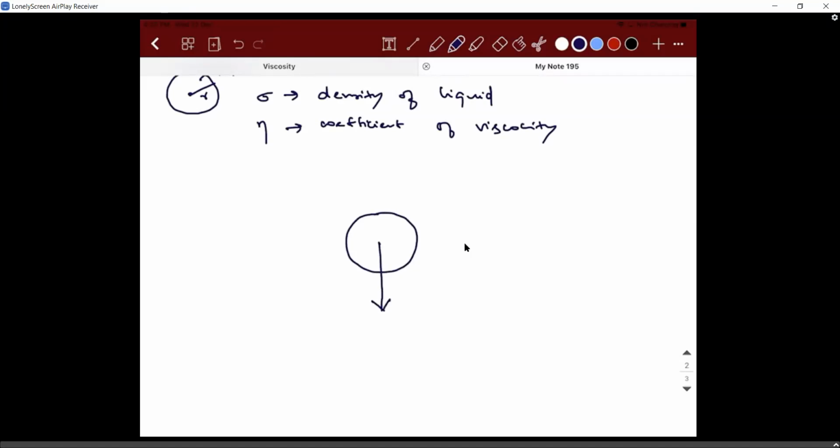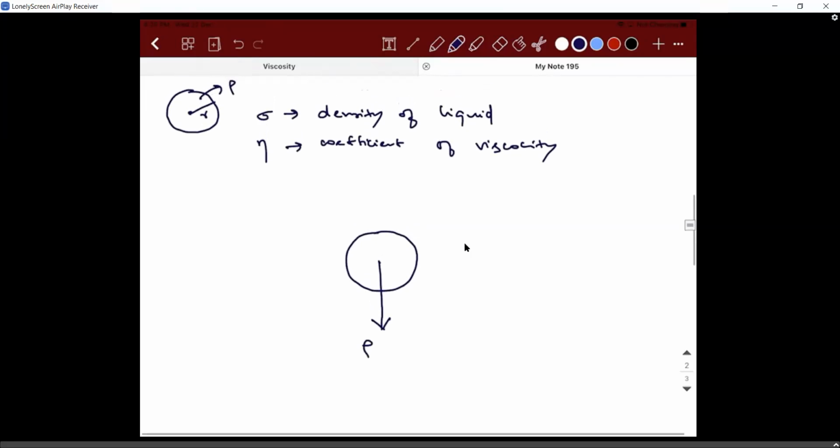Tell me how the free body diagram is going to look. One is the weight of the object, which will act in the downward direction. So what is the weight? Density of the solid into volume of the solid into g, that is mass into acceleration, mg. Right. So what will be the tangential force that will be acting? It will be 6 pi eta r into v. Accepted? 6 pi eta r into v.